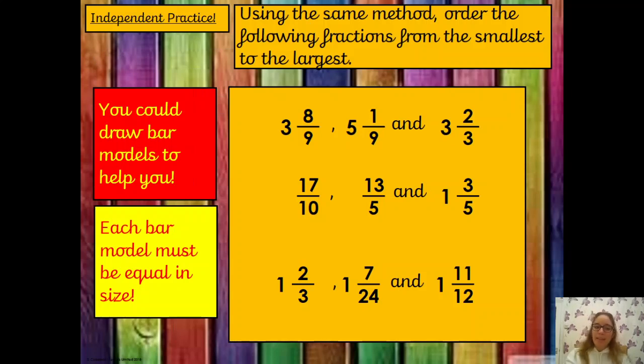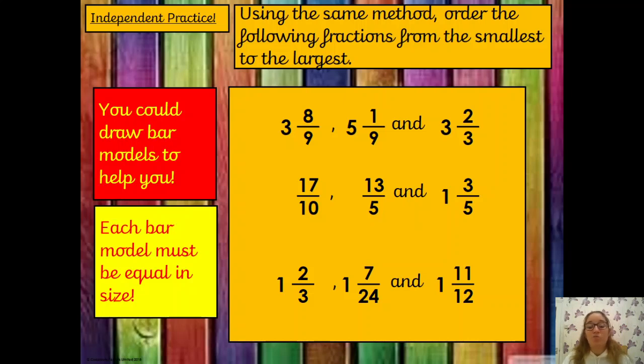Okay, again, now it's your turn. So order the fractions from smallest to the largest. Okay, you could draw bar models to help you, but if you do, remember they must be equal in size. You are going to get really bored of me saying that, but it's important that you do remember. Okay, so you're just ordering those 3 fractions in each one. So there's 3 questions, you have to order 3.